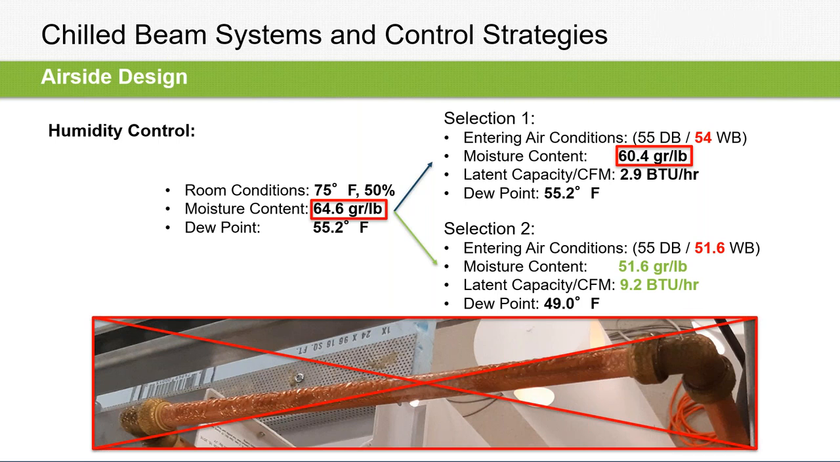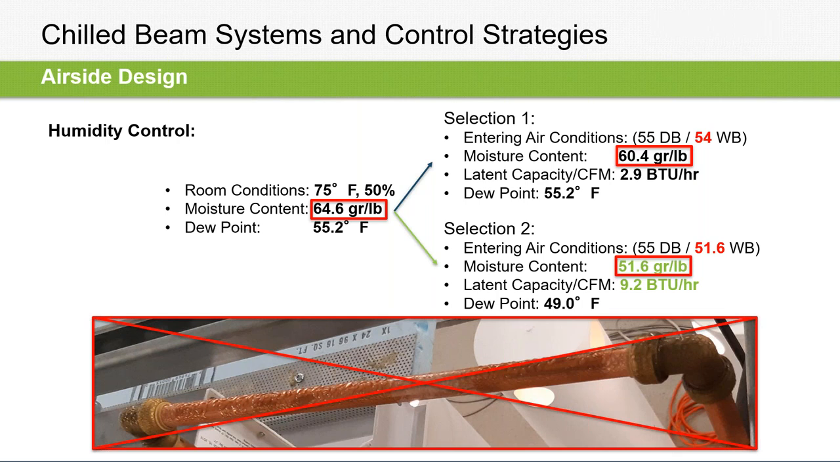But when we go to a chill beam system, we're reducing the amount of airflow throughout the building by quite a bit. So if we kept that same condition for the air handler, we would not be able to meet our latent load anymore. If you cut the airflow by a third at that same entering air condition, you've also cut the latent capacity to a third. So a couple options are to increase your airflow, which we don't want to do in a chill beam system. We're trying to be efficient and use less air. Or you can dehumidify that entering air, which is what we're going to talk about here for a second.